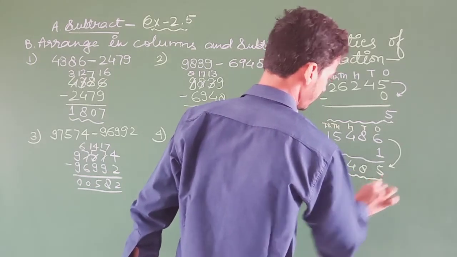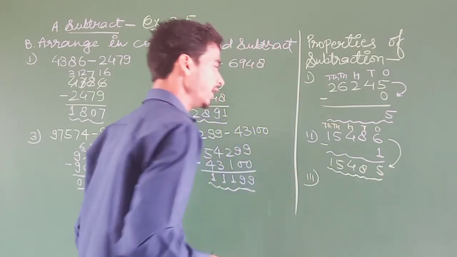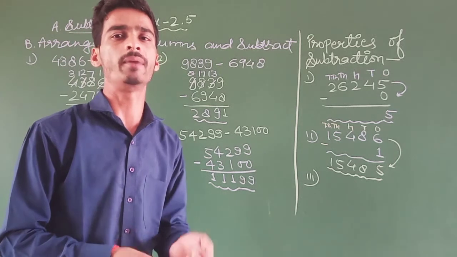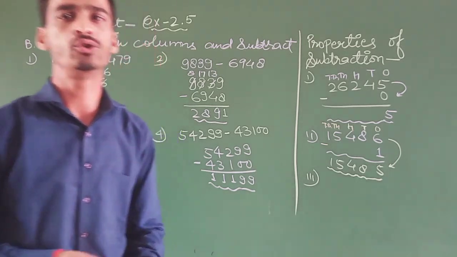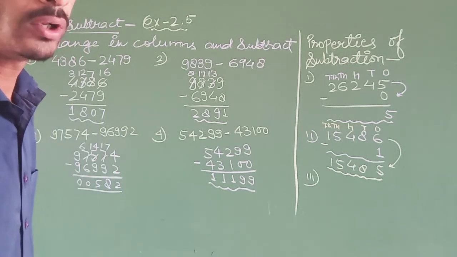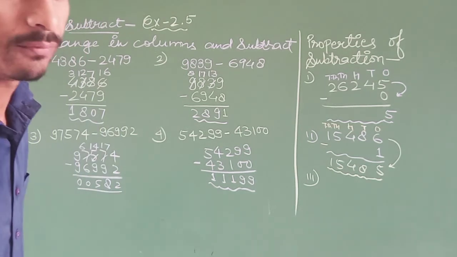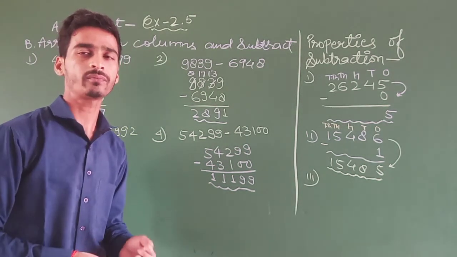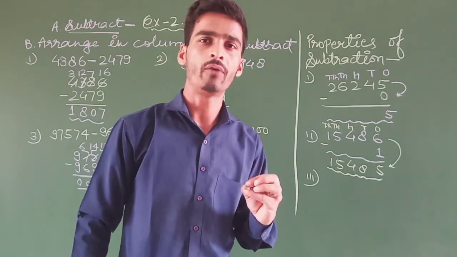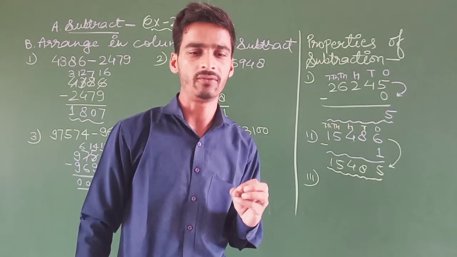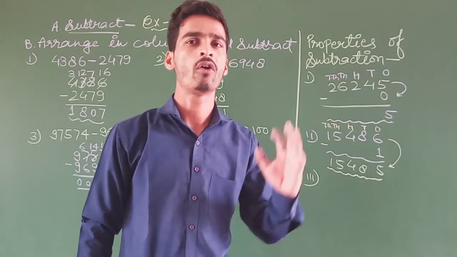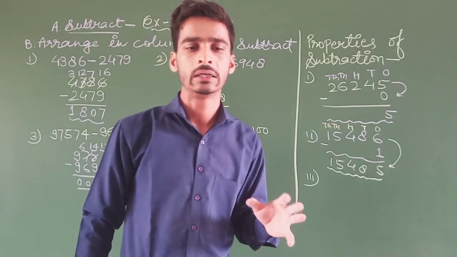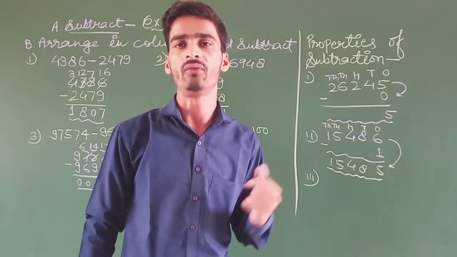So let's come on to the next property, that is the third property. What is the third property? You know that when a number is subtracted from itself, the difference is 0. Listen carefully. As like when you subtract 5 from 5, 0. When you subtract 9 from 9, 0. So when a number is subtracted from itself, the difference is 0.